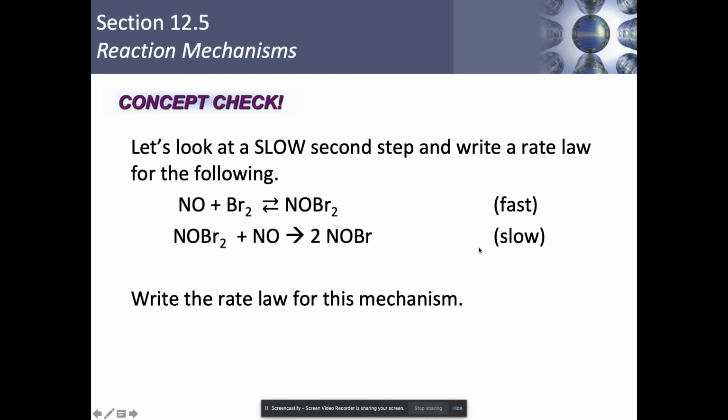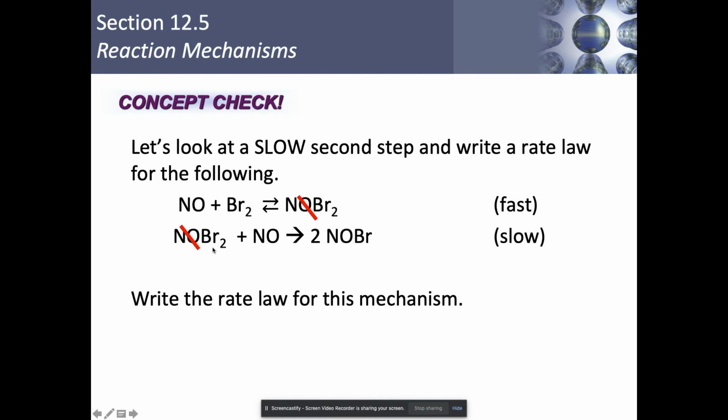Now what happens when we have a slow second step? So this was where it gets a little bit more complicated. So we have a fast step, which is an equilibria, and we have a slow step. Okay, again, you're only as good as your slowest step. But what do I notice here? If I were to write the rate law for this, I would have to write NO times NOBr2. Why is that a no-no?